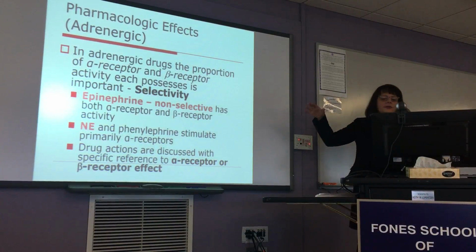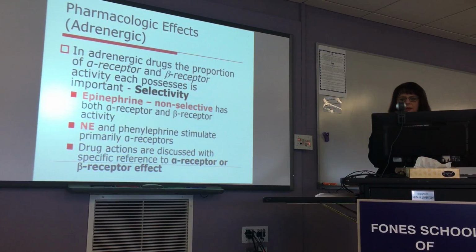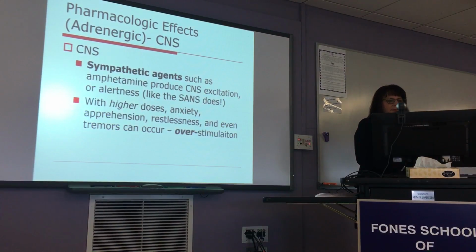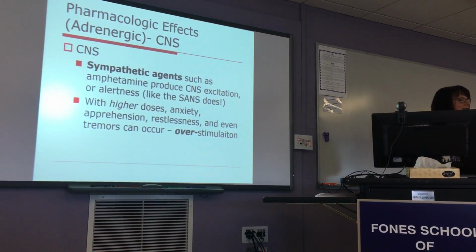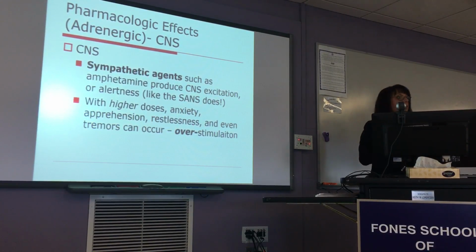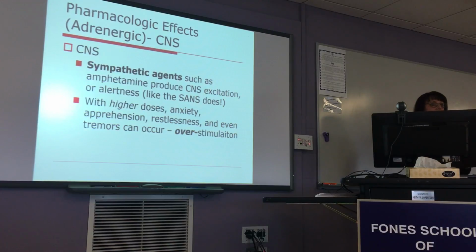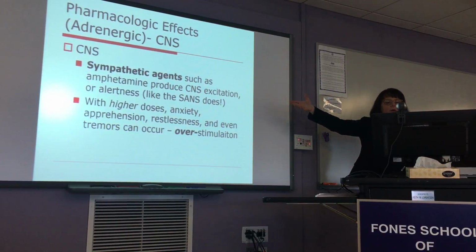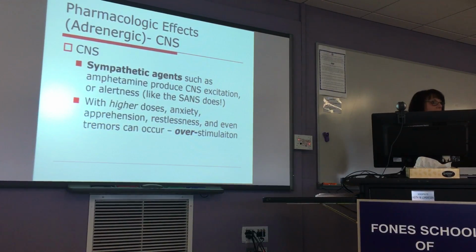So when we talk about their effect, we're going to talk about alpha effect and beta effect. Sympathetic agents, such as amphetamines, sound familiar, produce central nervous system excitation and alertness. Back in the 70s, I think they called them uppers. So they act like the sympathetic autonomic nervous system would. They cause that kind of alertness and excitation.